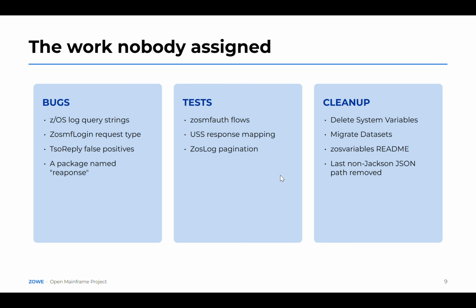Along those, roughly half my merged pull requests were things nobody assigned me, but I found on my own. Bugs I found while reading: a constructor validating the wrong HTTP request type, a TSO reply parser throwing false positive errors whenever the string message data appeared in ordinary message text, and a package whose name was misspelled. Tests for areas that had none, cleanup work, and a small satisfying one at the end. z/OS status was the last file in the whole main source tree still parsing JSON with the old library instead of Jackson. Removing that closed the loop I had opened myself months earlier.